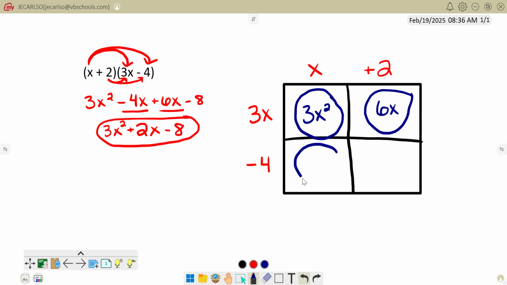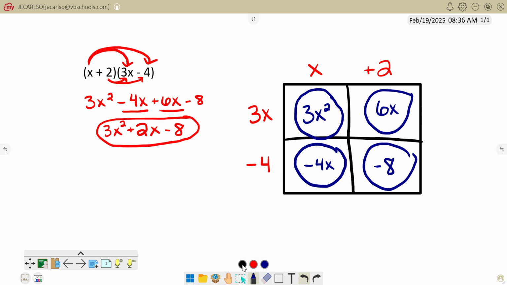This box, I'm going to look all the way up to x, and then to the left, negative 4. x times negative 4 is negative 4x. And the last box, 2 times negative 4 is negative 8. Now, if you pause a second, all of these 4 boxes match all 4 of those terms that we got over here as well. So like I said, 2 different ways to do the same problem.